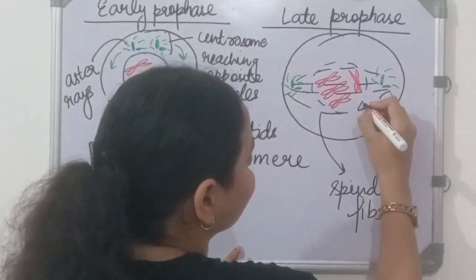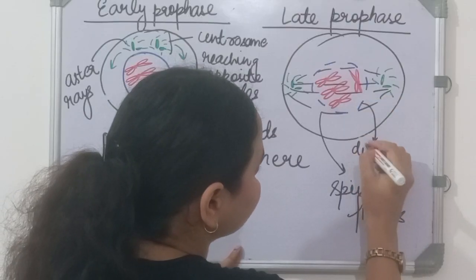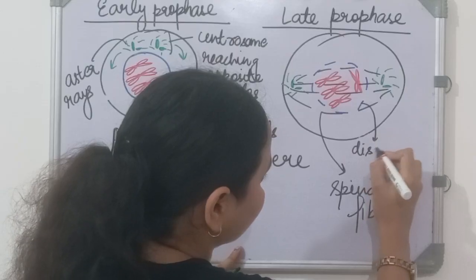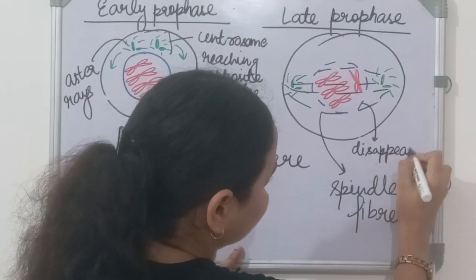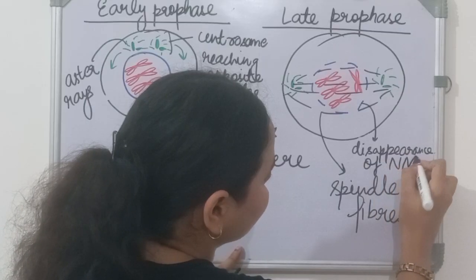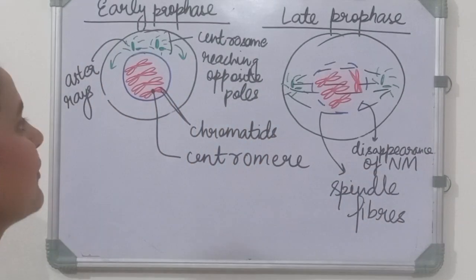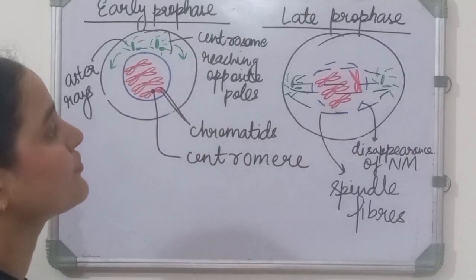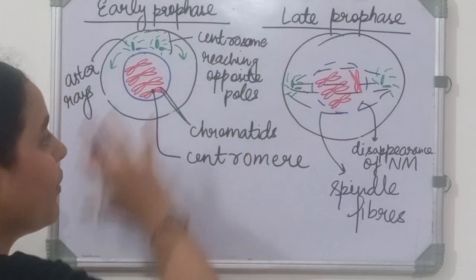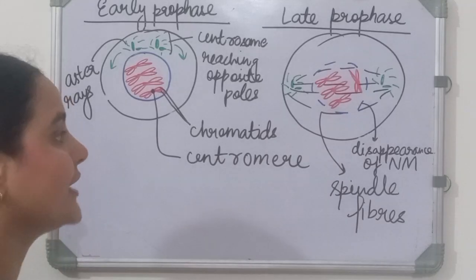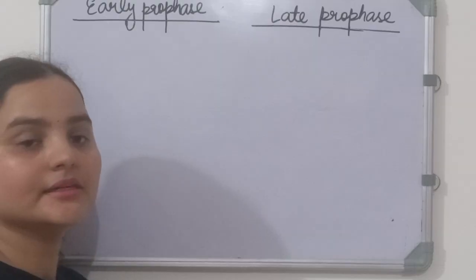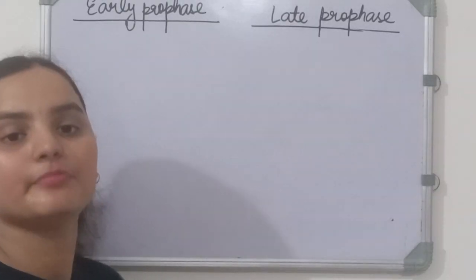So mark this point also: disappearance of nuclear membrane. Okay, now let's understand again early prophase and late prophase in case of plants. So in case of plants all the things will be same, just that you will not see centrosomes there. Okay, I'm drawing the early prophase stage in case of plant cell.